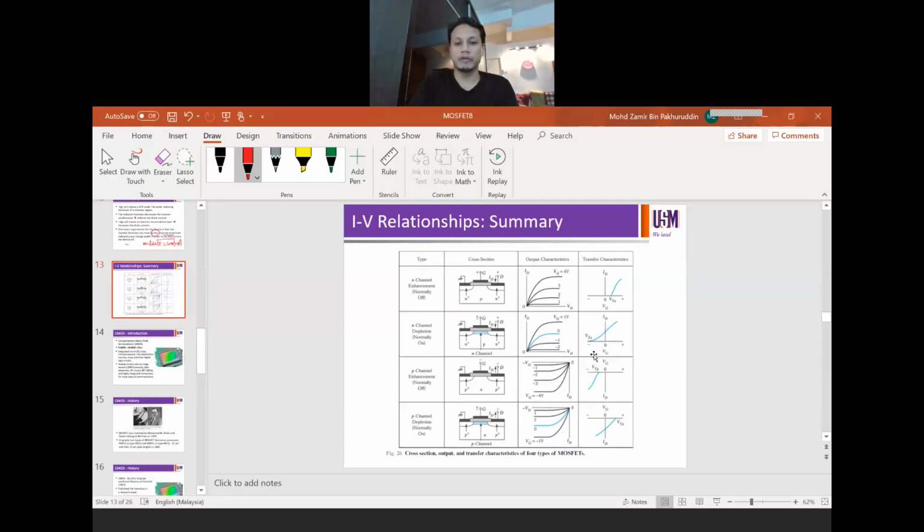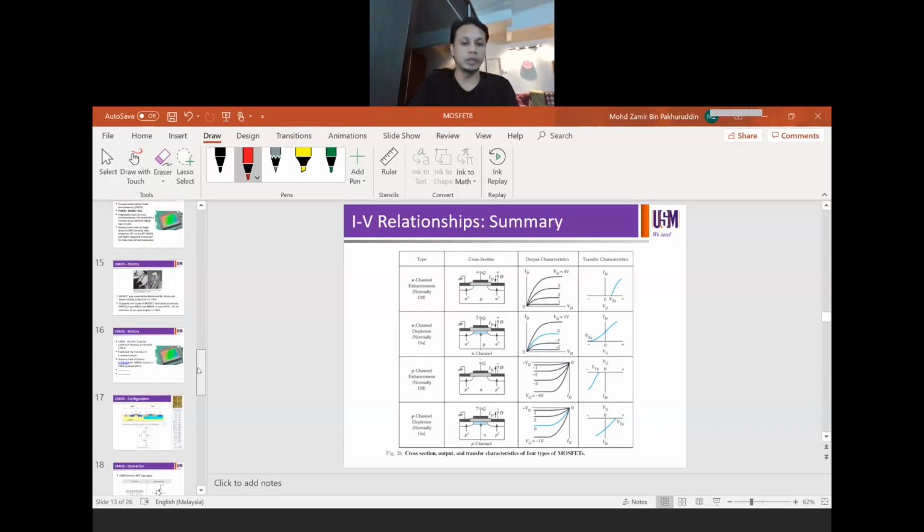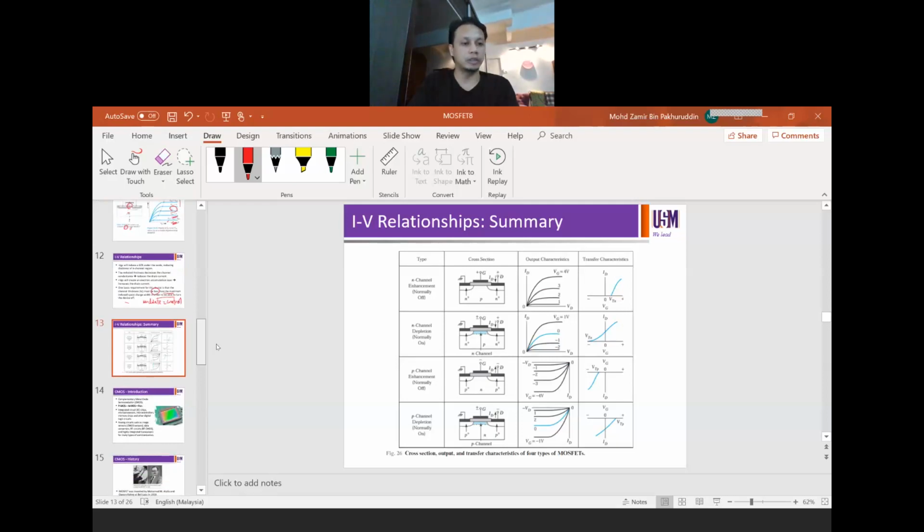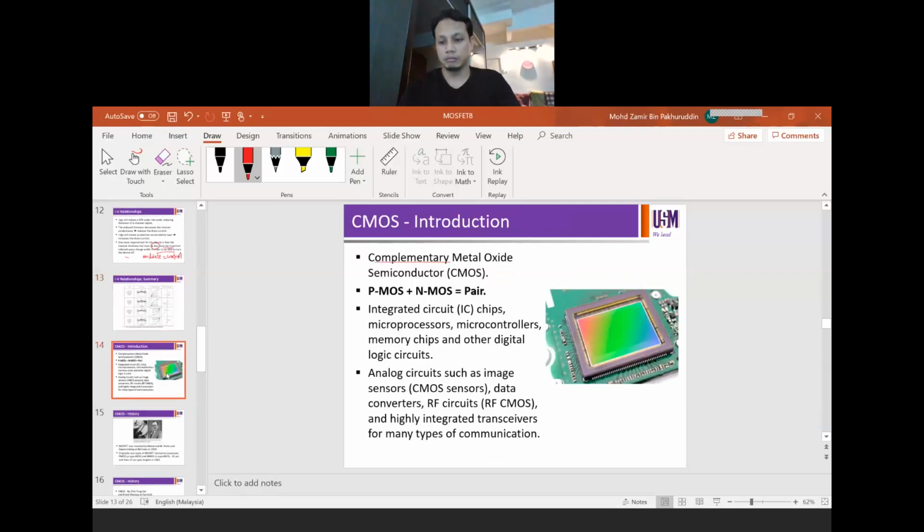This is the summary of the ID-VDS curves for all types of MOSFETs: P-type enhancement and depletion, and N-type enhancement and depletion as well. Later you can go through the operation. Let me go through a little bit on the MOSFET. Now it's 9:40 plus.